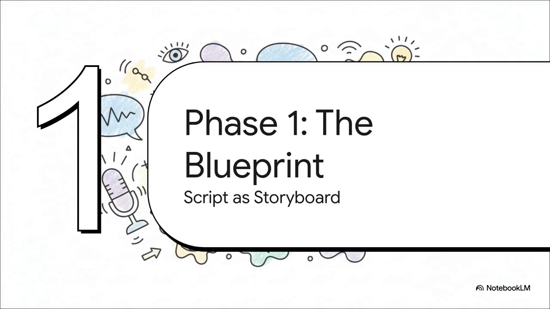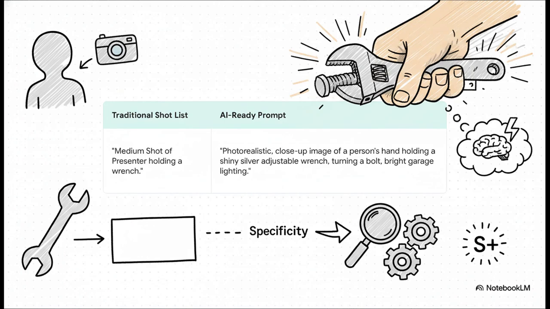So, phase one, the blueprint. This is where it all starts. And your script is more important than ever because it's not just narration anymore. It's basically the instruction manual for creating every single visual in your video. This slide just illustrates the shift in thinking perfectly. A traditional shot list is for a human, right? It's simple. But an AI-ready script, that's a prompt for a machine. So instead of just saying, show someone with a wrench, you have to describe the exact image you want, down to the shiny silver, the bright garage lighting, the whole 9 yards. Specificity, that becomes your new superpower.